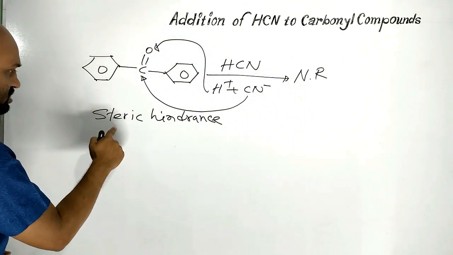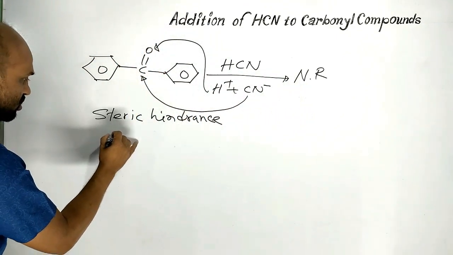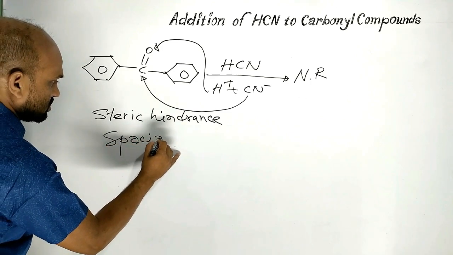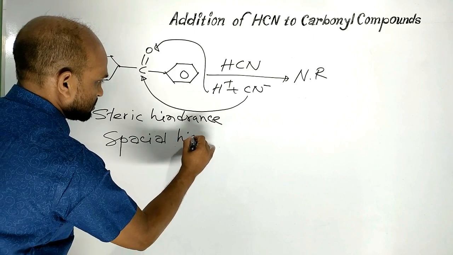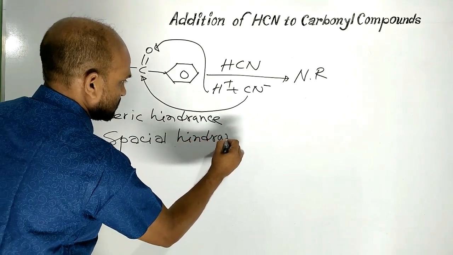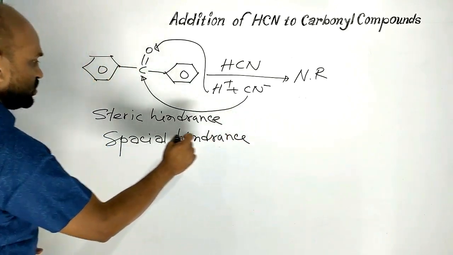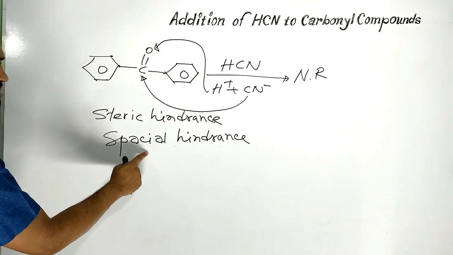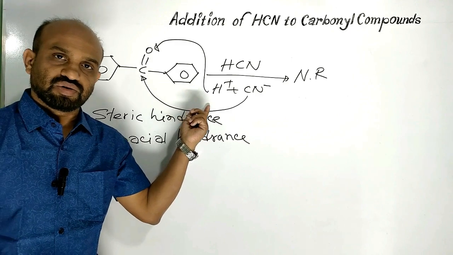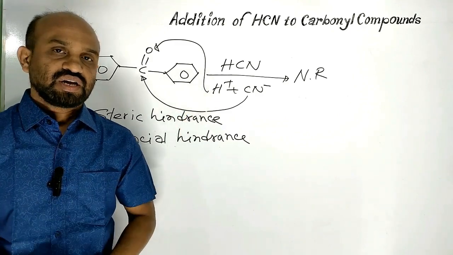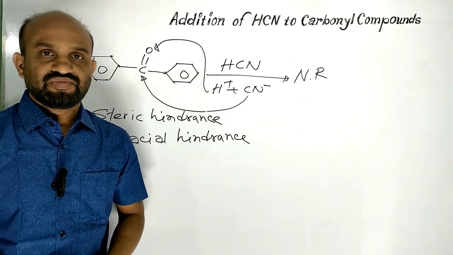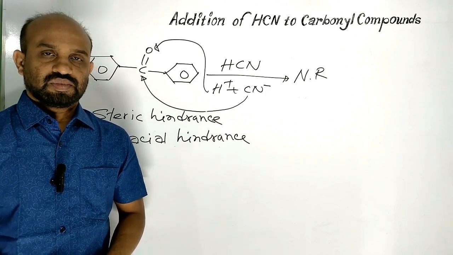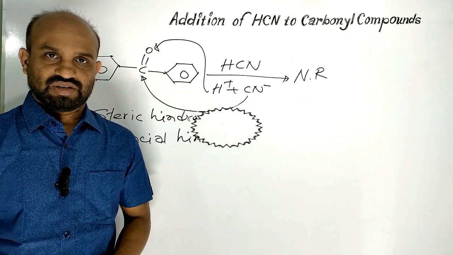This is called steric hindrance or spatial hindrance. Because of the steric hindrance or spatial hindrance, benzophenone or diphenyl ketone cannot give additive product with hydrocyanic acid. Let's move on to the next point.